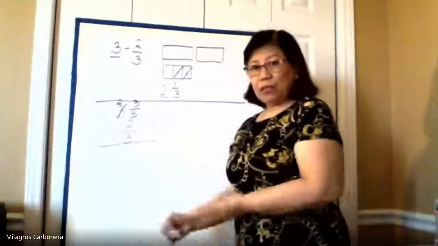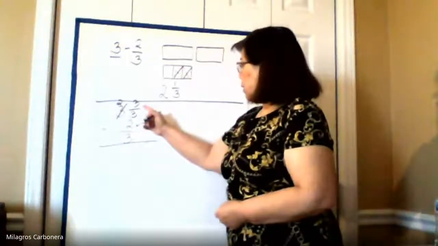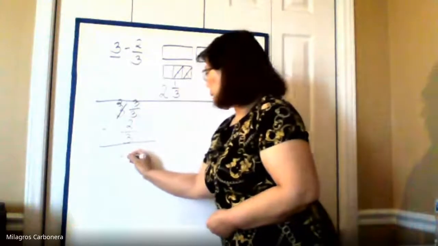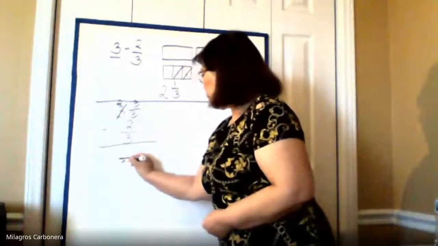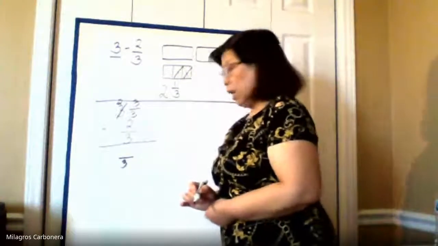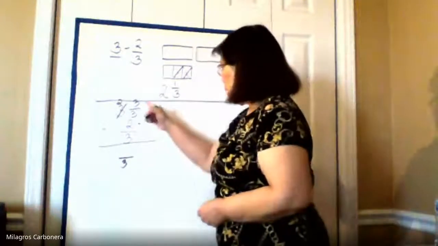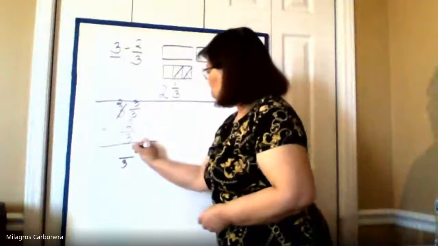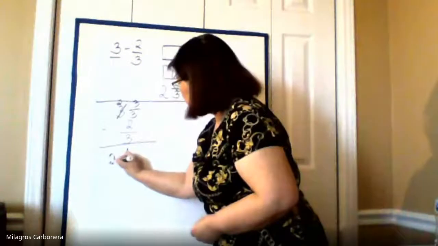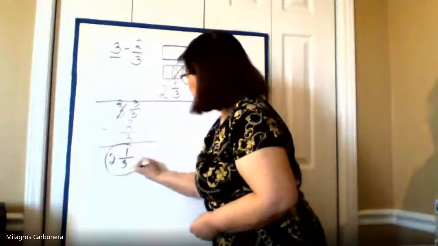Now I am ready to subtract 3/3 minus 2/3. Since the denominators are the same, I will just copy that denominator, which I call the common denominator. I'll just subtract the numerators. 3 minus 2 is 1. Then I am going to write down my 2 here. So the answer is 2 and 1/3.